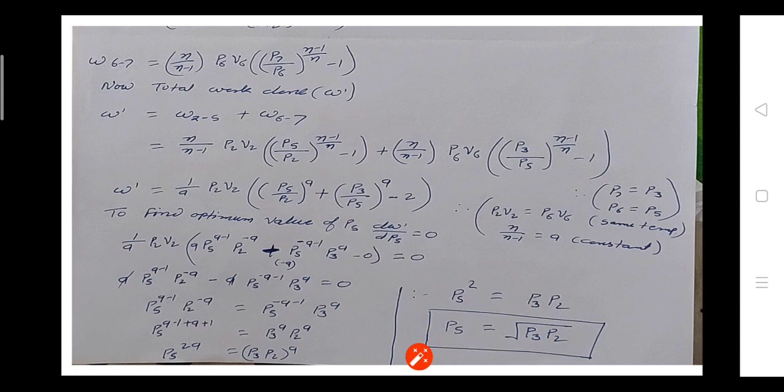We know that P7 equal to P3, because the condensation process, that is 3 to 4, is an isobaric process, which means the pressure P7 equal to P3, and P6 equal to P5 because the intercooling process is done at constant pressure. Okay, that is 1 upon a.